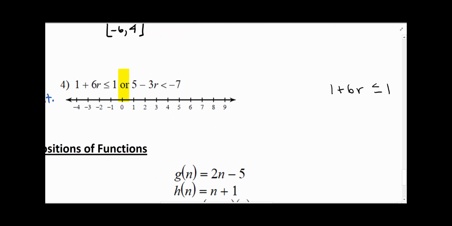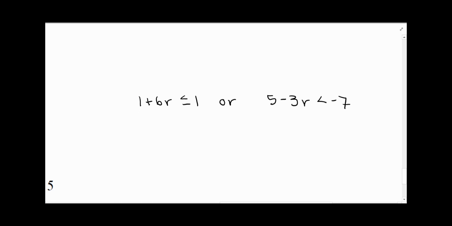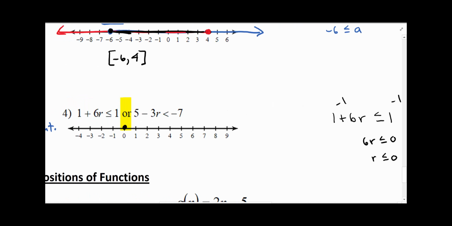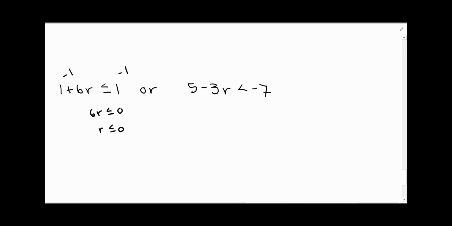All right? For an or statement, you're going to solve. We're going to subtract 1 both sides. 6r is less than or equal to 0. Well, that means r is less than or equal to 0. So at 0, r would be all of the values smaller than 0. And then over here, we're going to subtract 5. Here, let me change that color. Subtract 5. That gives us negative 3r is less than negative 12.